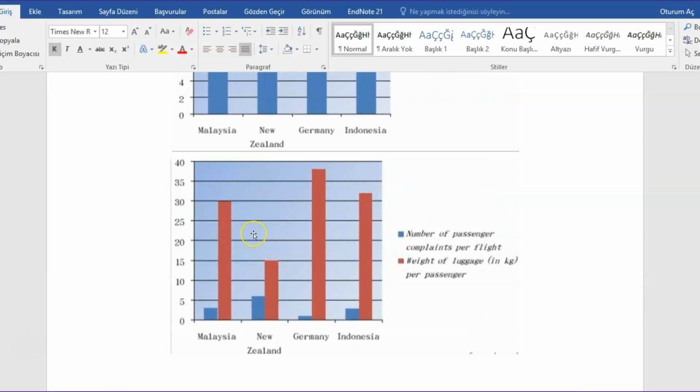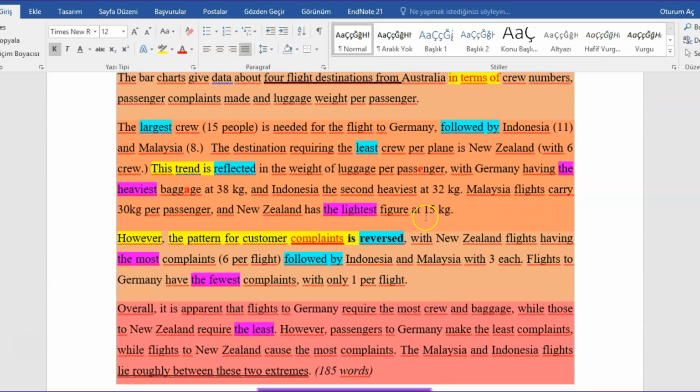This red one, okay? Per passenger, with Germany having the heaviest baggage. Pay attention to the spelling, okay? Baggage at 38 kilograms, and Indonesia the second heaviest at 32 kilograms. Malaysia flights carry 30 kilograms per passenger, and New Zealand has the lightest figure at 15 kilograms.